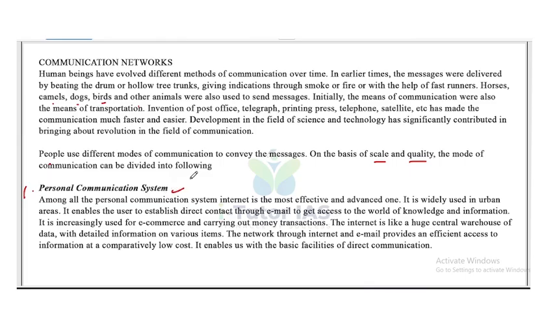What is called a personal communication system? Among all the personal communication systems, the internet is the most effective and advanced one.